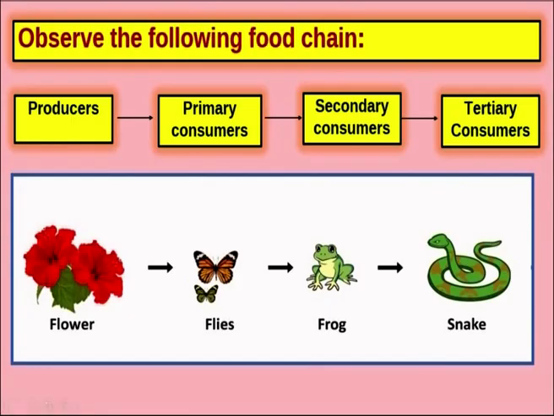See an example here. Flowers. Flowers are the producer. The butterflies are the primary consumers. They obtain their food requirement from the flowers. And the frog is the secondary consumer as it is dependent upon the butterfly, which is a primary consumer. Snake is the tertiary consumer that obtains its food requirement from the frog.